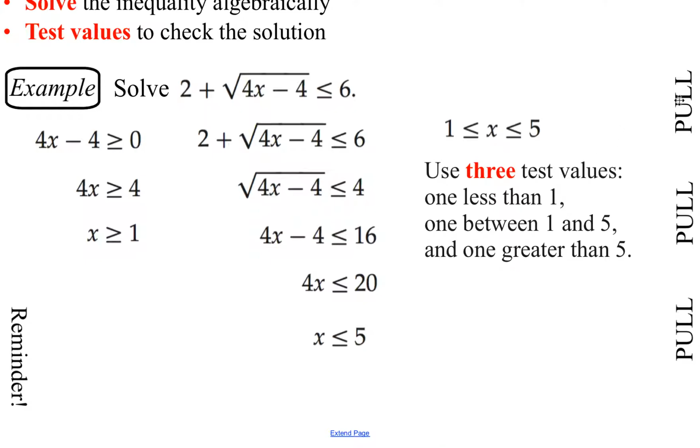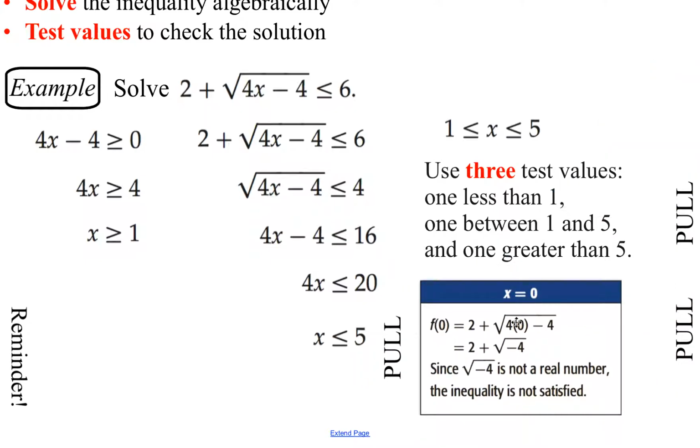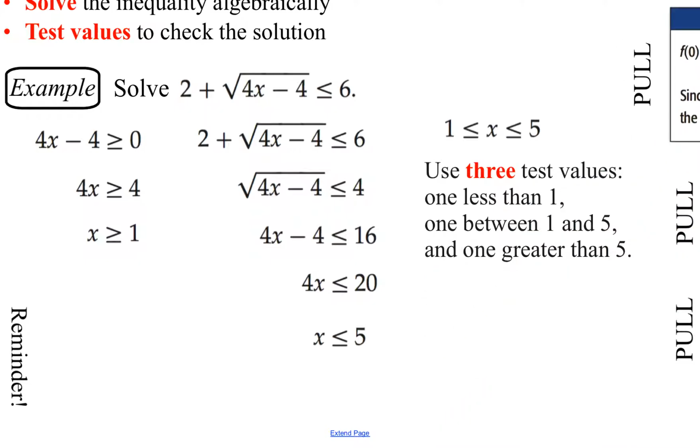So here's what we would do. I'm just going to show this to you. You don't have to write these down. Just see if you can follow through with this. I'm going to plug in a 0. 0 is a value less than 1, so we should get a value that doesn't work, a false statement. When we plug that into our original equation, instead of x we have a 0, and we get a negative value under the radical. That's not a real number, so that doesn't work. So anything less than 1 isn't working.